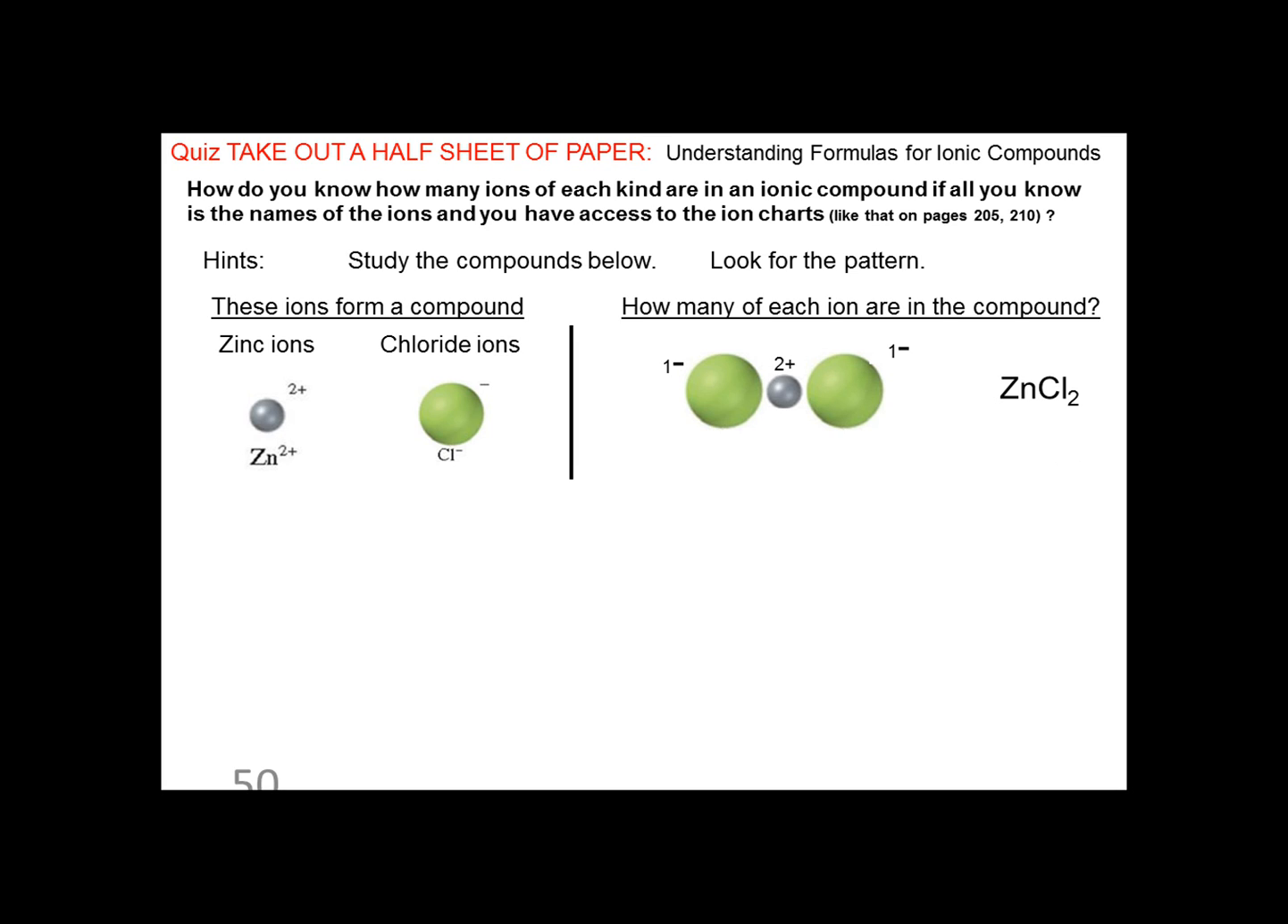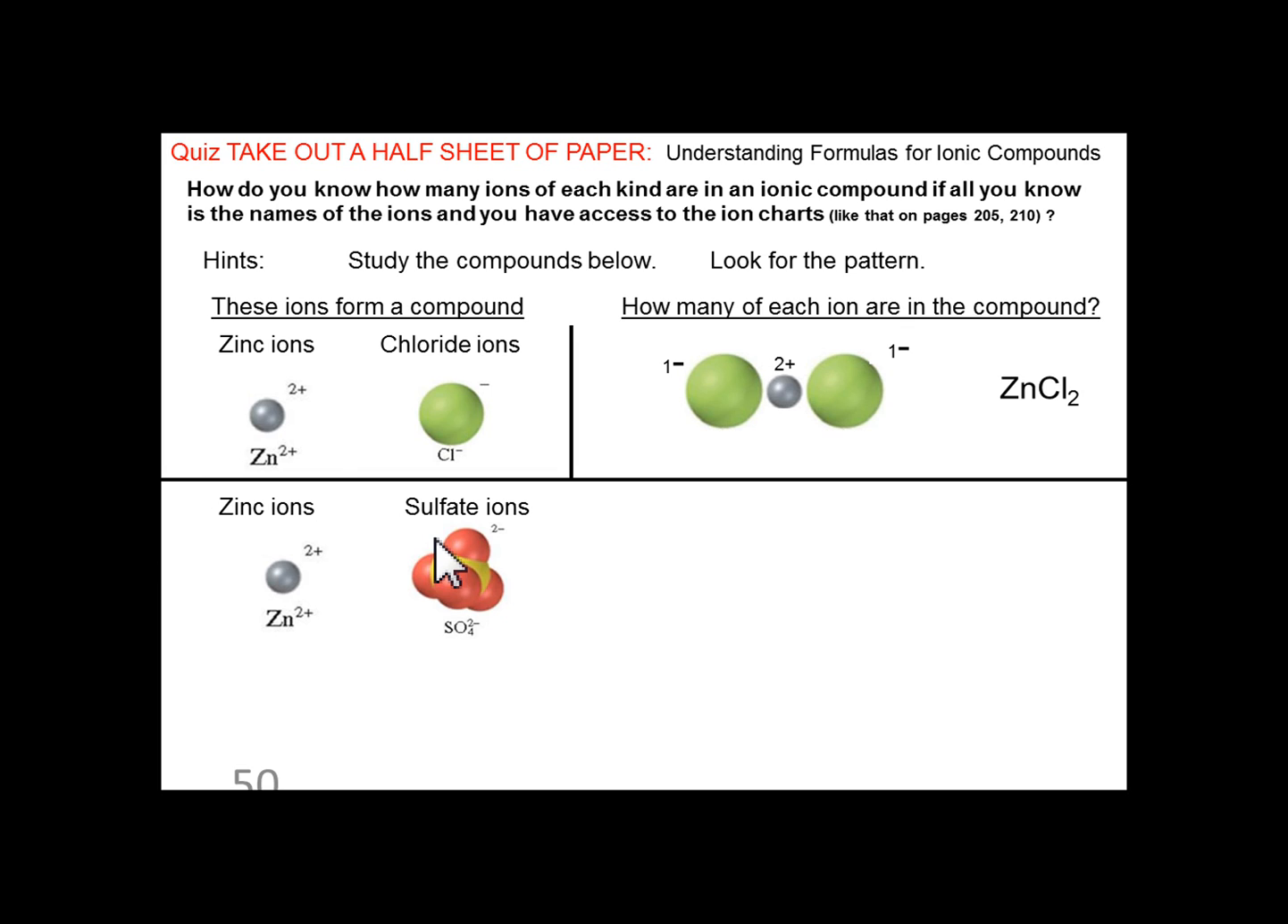Hopefully you could see the pattern right now. If you can't, that's okay. I'm going to give you 2 more clues. Here's another example. Here's zinc ions and sulfate ions. Now remember, sulfate is already a polyatomic ion, so it has 1 sulfur and 4 oxygens. Its formula is SO4 with a -2 charge. When these 2 things form a compound, 1 zinc combines with 1 sulfate. Not like the one above, not 1 and 2, but 1 and 1. And the formula would be ZnSO4.